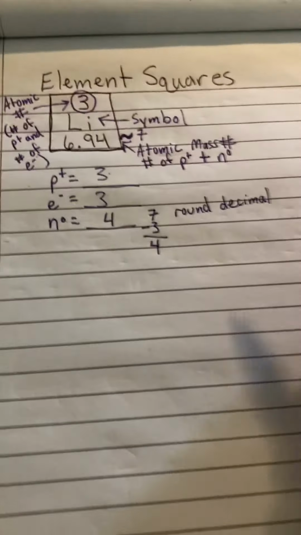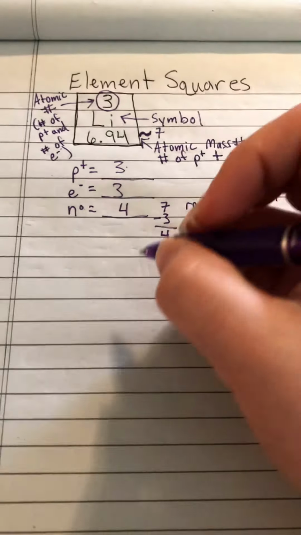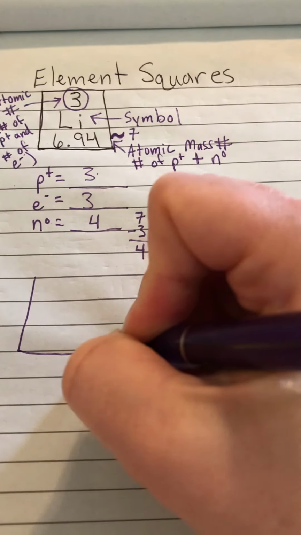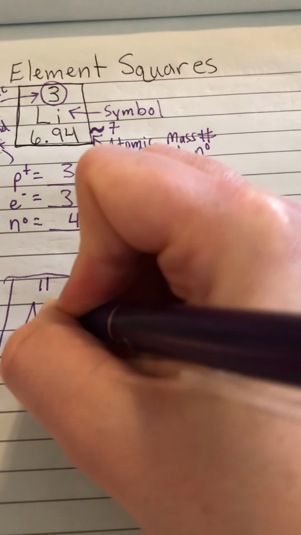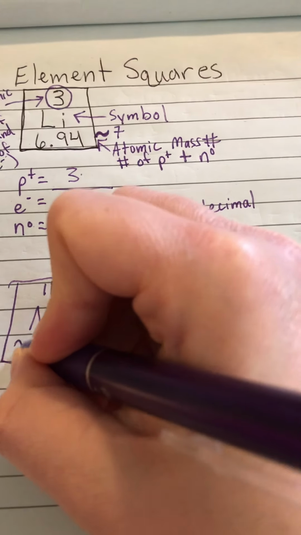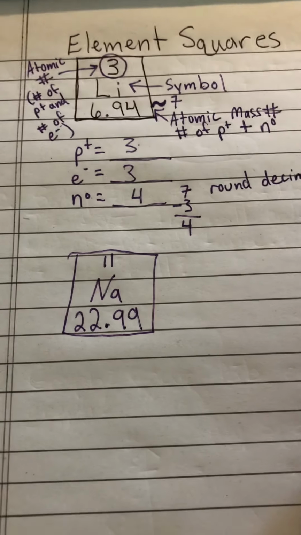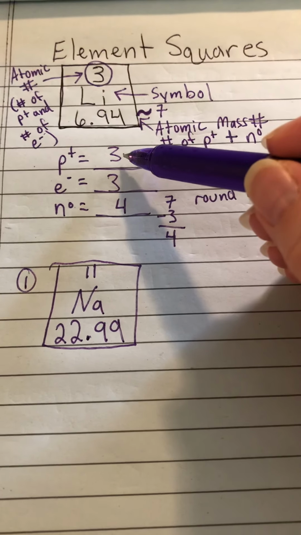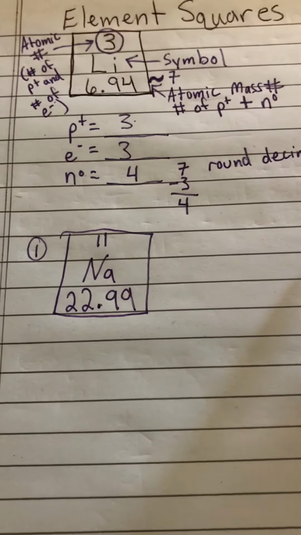So what I'm going to do for you guys now is give you a couple more squares, and I want you to work them out for yourself. I'm going to give you sodium, the square for sodium. It's number 11. The symbol is Na, and the atomic mass is 22.99. Okay, so this is your first problem. I guess we can call these homework problems. I want you to tell me the number of protons, the number of electrons, and the number of neutrons.